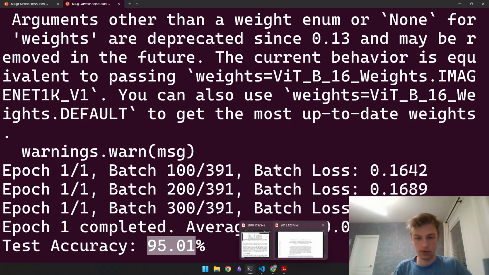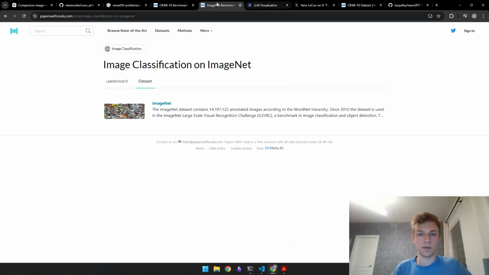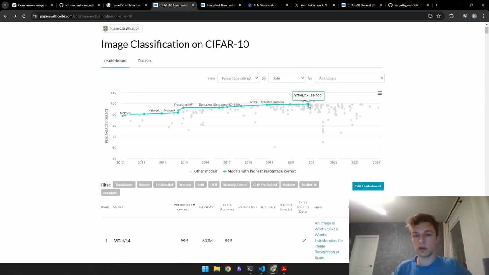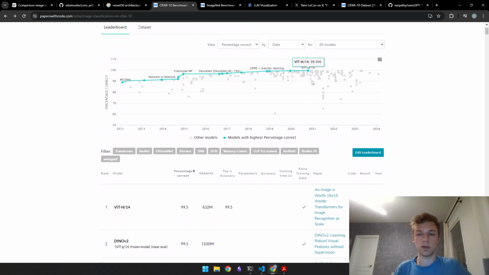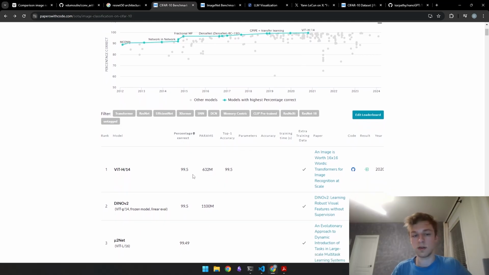Obviously, with the larger models, the accuracy goes up much more. And we can actually see on Papers with Code, which has the image classification benchmark for CIFAR-10, that with ViT-H/14, I believe that's the largest model the paper had, they get a 99.5% accuracy. And that's been state of the art for 4 years now. Is CIFAR-10 essentially beat? It's very possible, but that's been the state of the art for a while now.